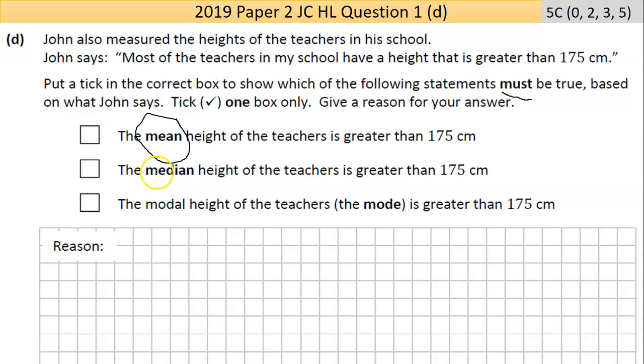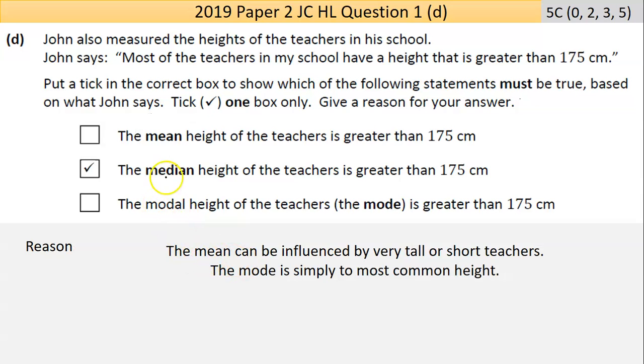The median is when you arrange all the data in increasing size, and it's the middle data point. So it gives a much better understanding of the two sides. The mode is just the most common height. So in this sense, the median would make more sense. The reason is the mean can be influenced by very tall or short teachers. The mode is simply the most common height. The mean could involve very tall people who could skew it, so the mean wouldn't be a good measure of that. And the mode again is just the most common height.